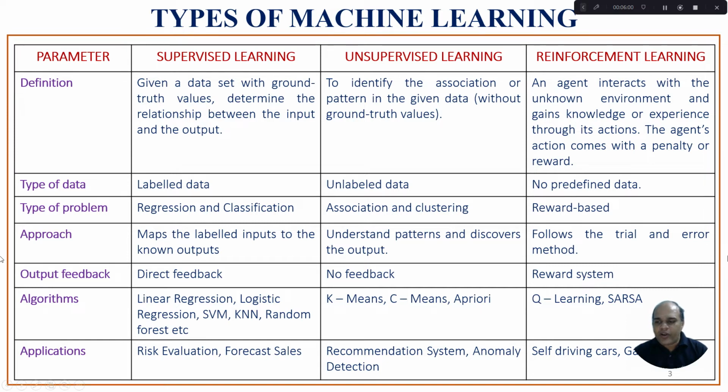The approach followed here is the trial and error method, and the feedback mechanism is that a reward-based action will be taken. We have multiple algorithms like the Q-learning algorithm and the SARSA algorithm, and the applications are in self-driving cars and gaming, where we make use of reinforcement learning. Now let us discuss reinforcement learning in detail, and I will also show you a case study of how to use reinforcement learning for robot exploration in an unknown environment.